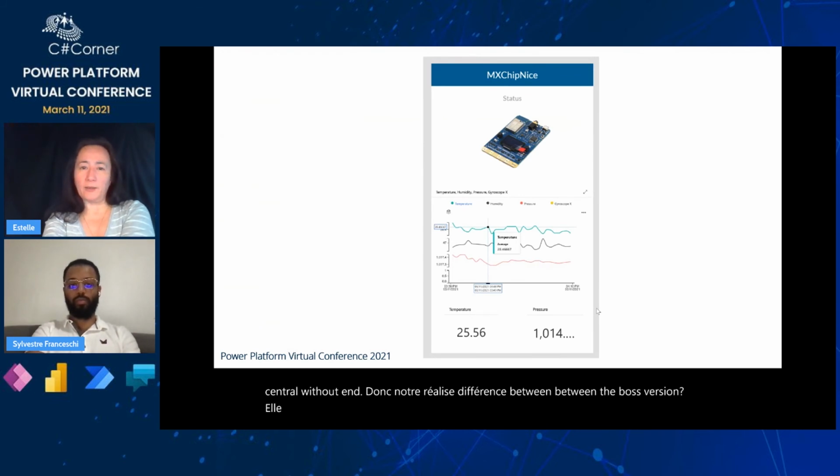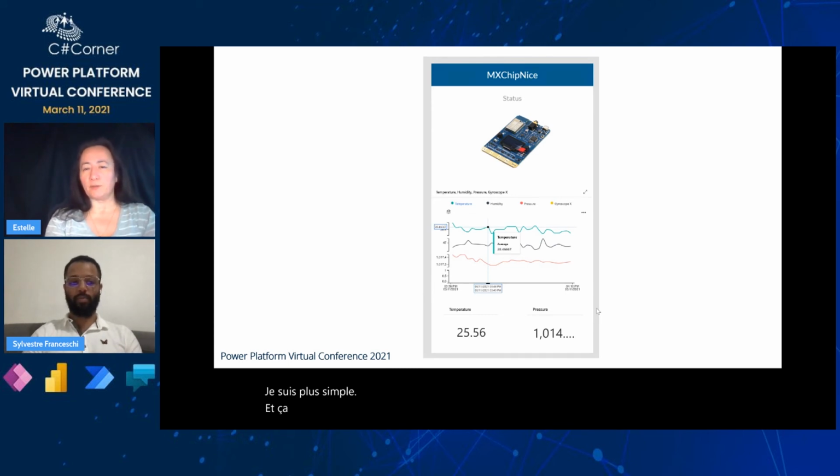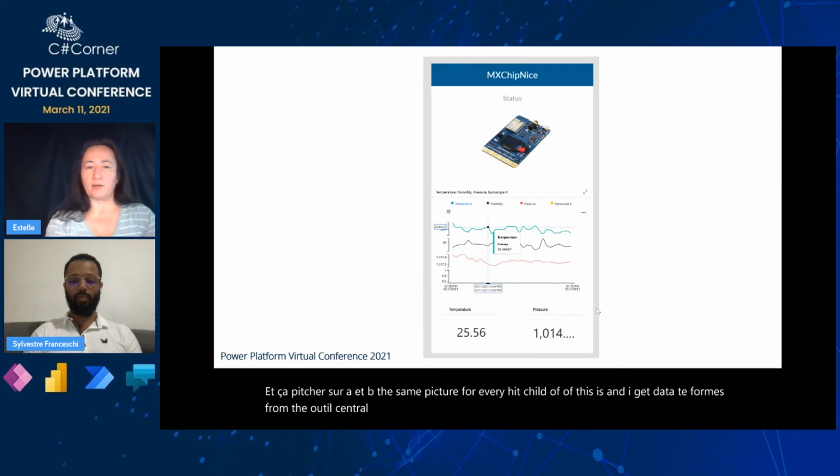And at the end, there's a pretty simple application that I created. This is a mobile app created from a Canvas app in Power Apps, and it is pretty simple. I have the name of the device, and a picture, which will be the same picture for each kind of device, and I get the data from the IoT Central interface. So I took the whole data of temperature, humidity, pressure, and gyroscope, and I put both data for temperature and pressure.